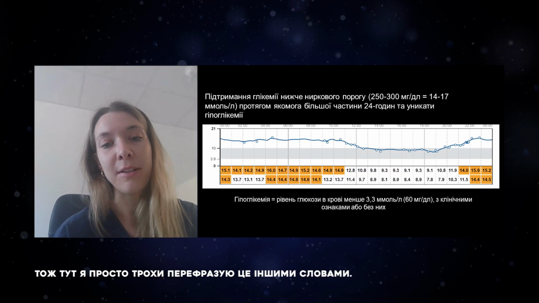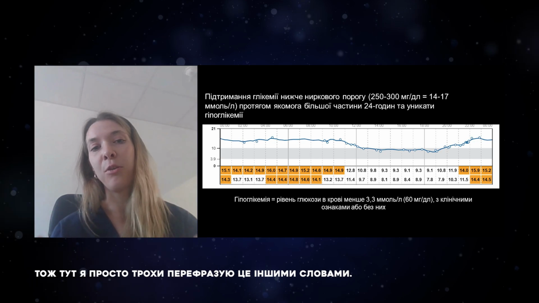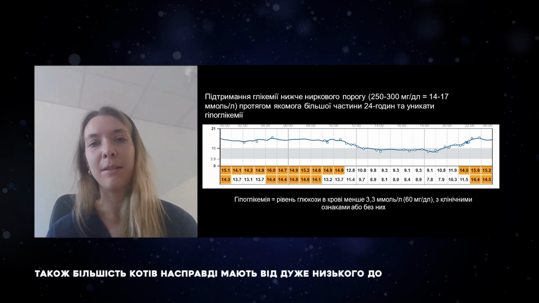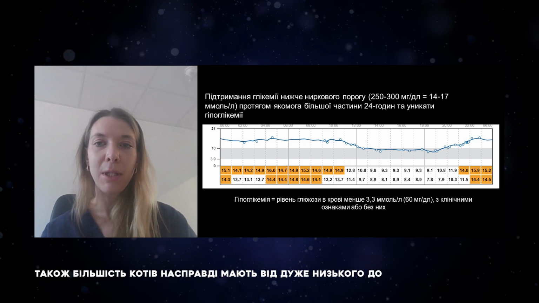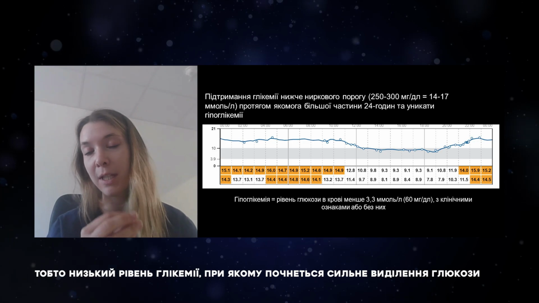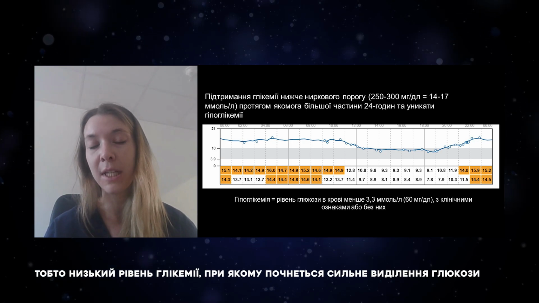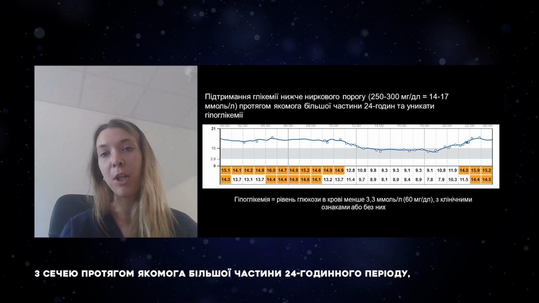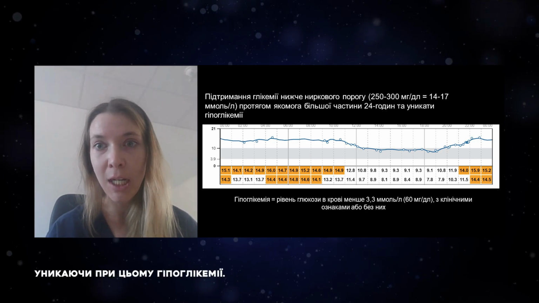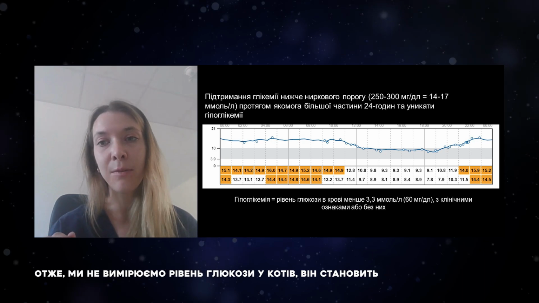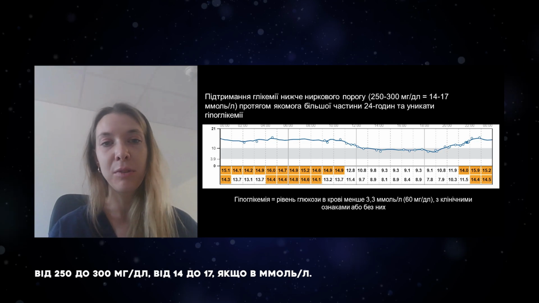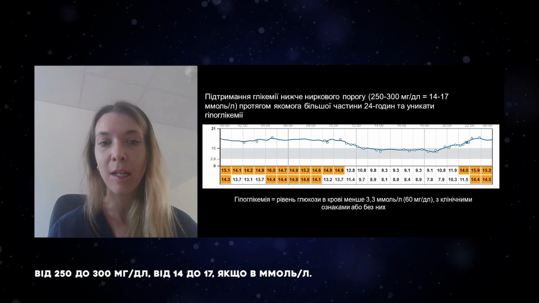So here I just put it a bit in other words. So the goal might be explained as wanting to maintain the glycemia below the renal threshold, so below the level of glycemia at which you will start having a lot of leakage of glucose in the urine, for as much of a 24-hour period as possible, while avoiding hypoglycemia. So renal threshold in cats for glucose, it's like 250 to 300 milligram per deciliter, 14 to 17 if you speak in millimole per liter.